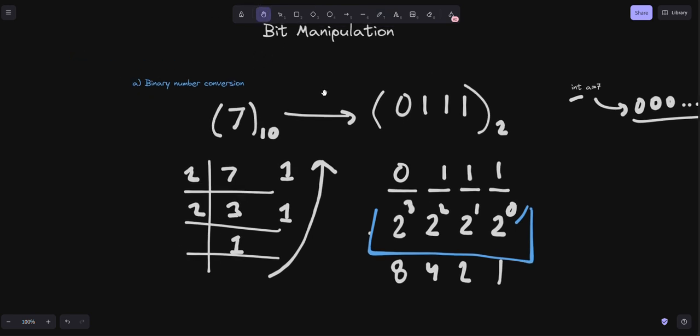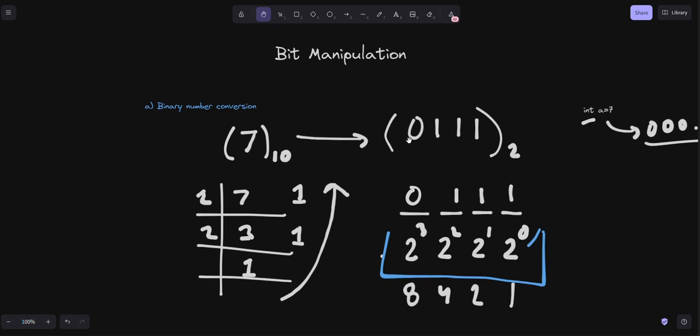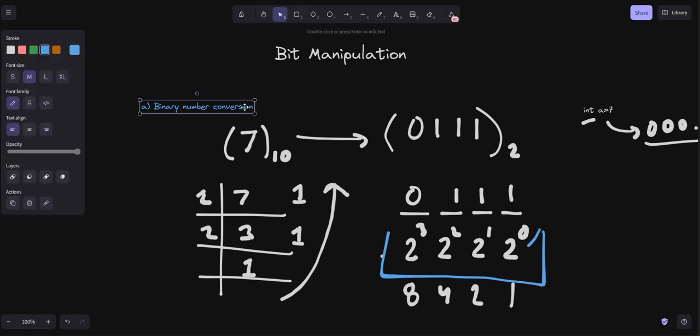Instead of dividing, you can directly write all the bits, so you can convert any decimal to binary this way. So this is binary, and the number was decimal. Let me also write this: the first part is decimal to binary conversion.